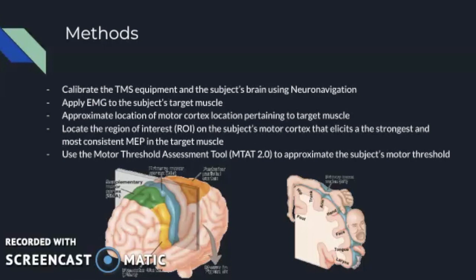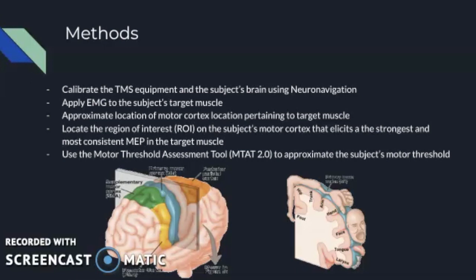Once the approximate hotspot is identified, we systematically move the coil around the hotspot to see if a larger MEP can be elicited. If the region of interest we originally identified is what produces the largest MEP, we mark it as the hotspot. If a spot in the surrounding area causes a larger MEP, we sample it and then repeat the process, systematically moving around that spot to see if we can find a better hotspot.